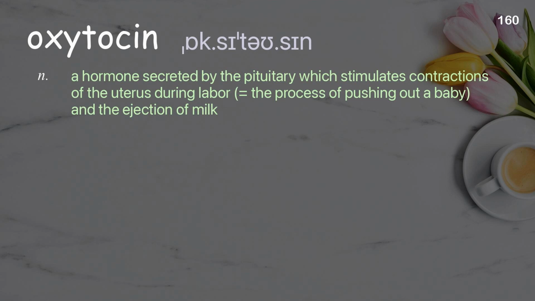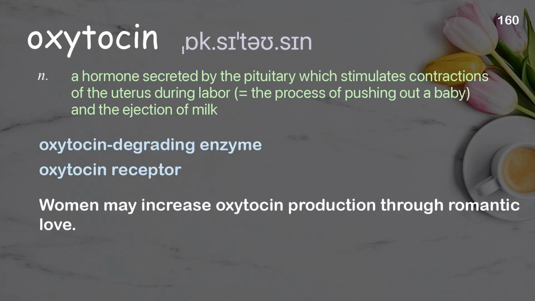Oxytocin. A hormone secreted by the pituitary, which stimulates contractions of the uterus during labor, equals the process of pushing out a baby and the ejection of milk. Examples. Oxytocin degrading enzyme. Oxytocin receptor. Women may increase oxytocin production through romantic love.